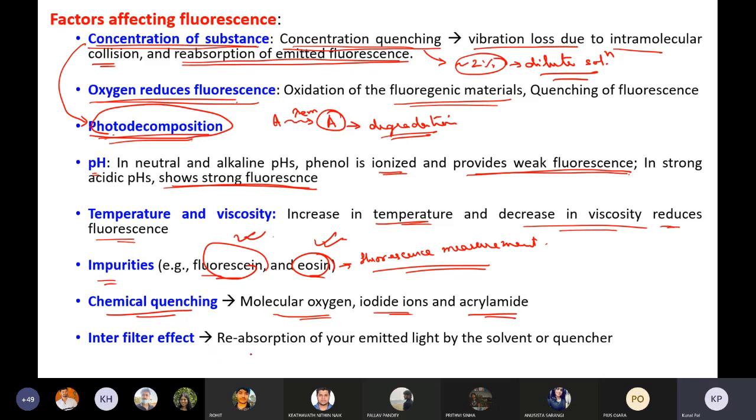Now this inner filter effect is observed because there is reabsorption of emitted light either by the solvent or by a quencher, which may be present within the solution itself. Quencher means just like molecular oxygen, iodide ions and acrylamides, which have the capability to absorb emitted light. Okay.